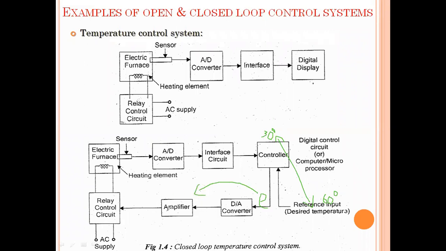Now this amplifier is used here in order to amplify this analog signal if necessary. And that is given to the relay control unit. So this relay control unit input will be modified according to this error. If this error is high, then the set time in this relay control unit will be high. If this error is low, then the set time in the relay control unit will be low. So based on the error, the relay control unit time will be automatically modified based on this feedback loop.